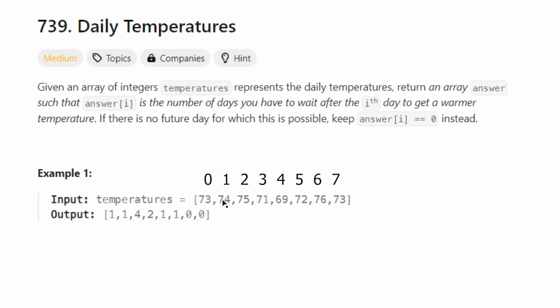Now from 74, how many days do we have to wait? We can see only one day we have to wait. That is why 1 has been written. In the second day, how many days do we have to wait to get higher temperature than this 75? We can see this is smaller than 75, this is also smaller than 75, this is also smaller than 75 and this is the largest one. So after 4 days we get higher temperature than 75.